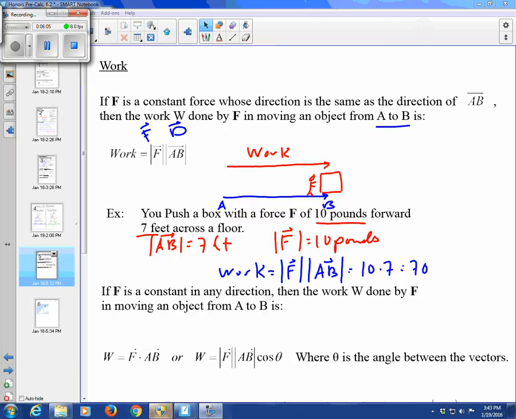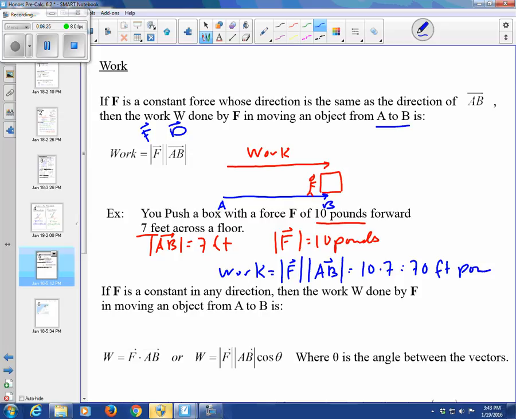All right, guys, so right here we've got our little formula. We're pushing on that box directly. And what we're saying is that work is going to be the magnitude of force times the magnitude of the distance that we apply that force in. So we've got 10 times 7, and that would be 70, and we call these foot-pounds, where we're talking about the distance as feet and pounds as the force applied. So this is when we're pushing directly on an object in a direction, right?